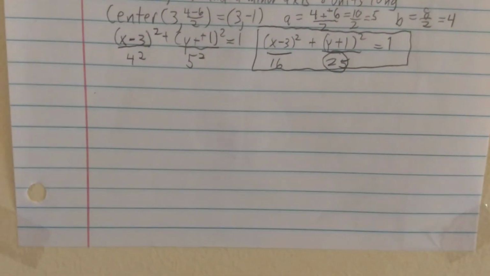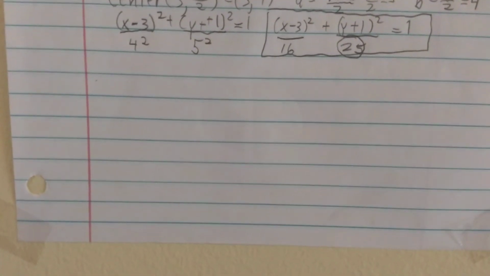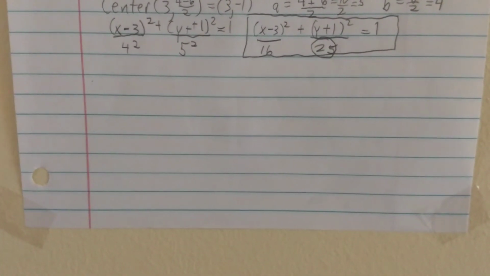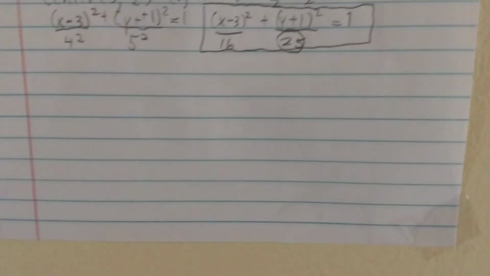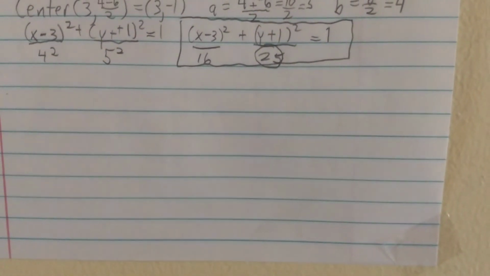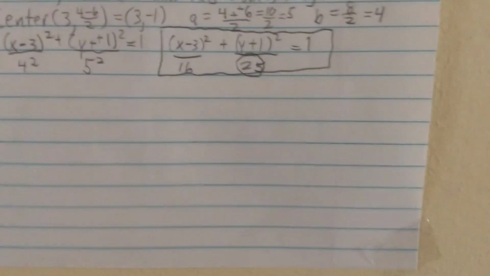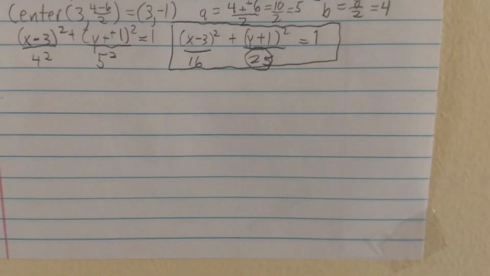So here we have x minus 3 squared over 4 squared plus y minus negative 1, or plus 1, squared over 5 squared equals 1. Final form: x minus 3 squared over 16 plus y plus 1 squared over 25 equals 1. The bigger axis is y.